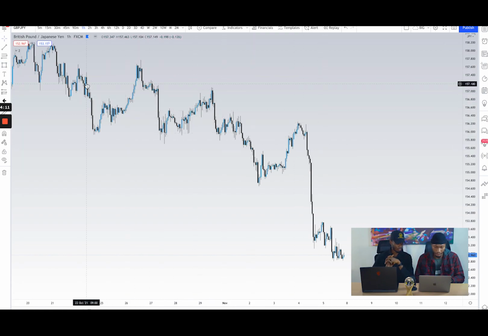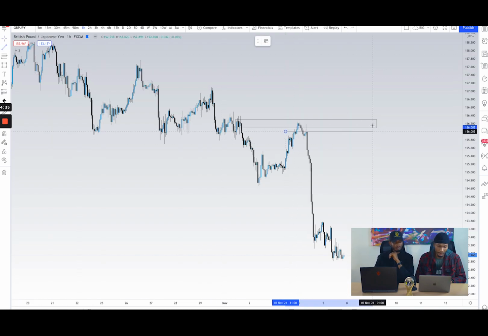The level was used already, so we are bearish on the pair. We waited for price to come back up. We have a fresh supply level around here. So we waited for price to test our level, and we got in around this point, right?